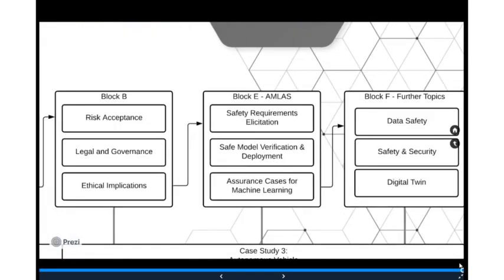The last three core blocks are B, E, and F. Block B can be explored after Block A, but it may be beneficial to come to this block after gaining an understanding of assurance process and challenges in C and D. This is because Block B deals with the legal and ethical implications of RAS. Block E has materials related to machine learning and the safety of ML. Finally, Block F provides a broad overview of highly relevant topics.